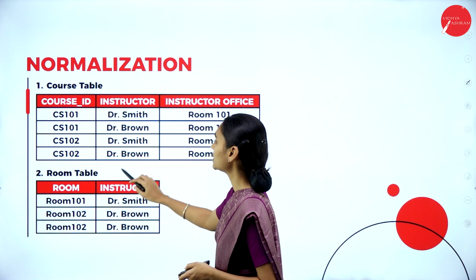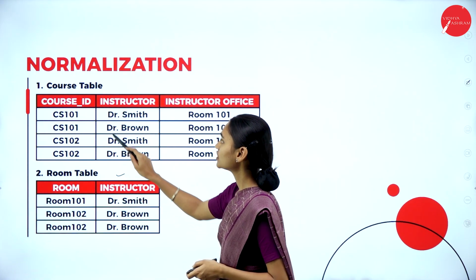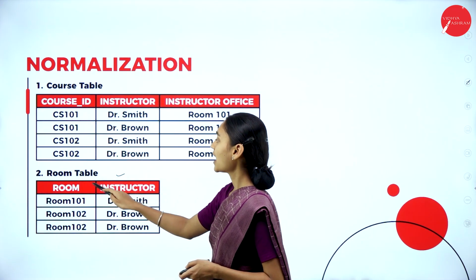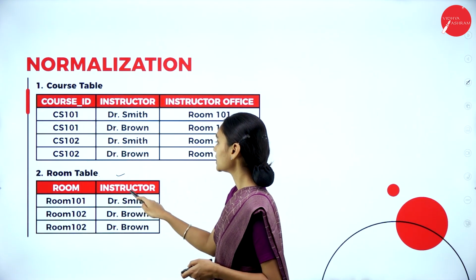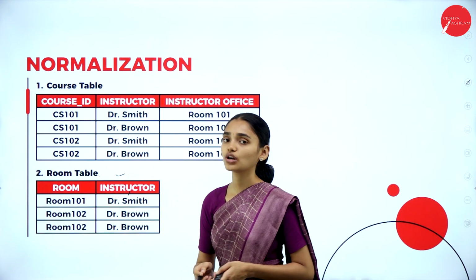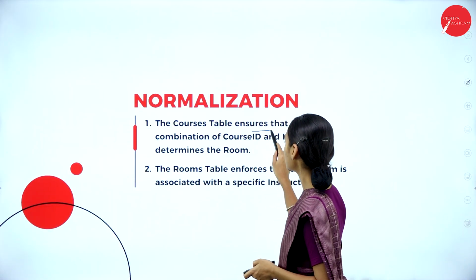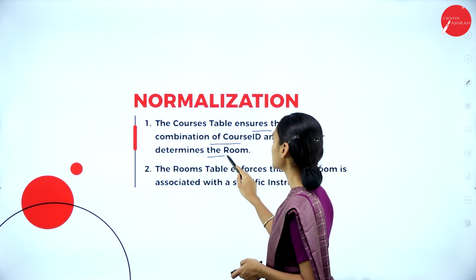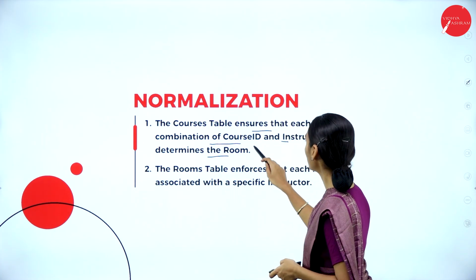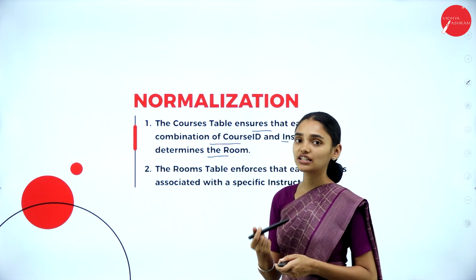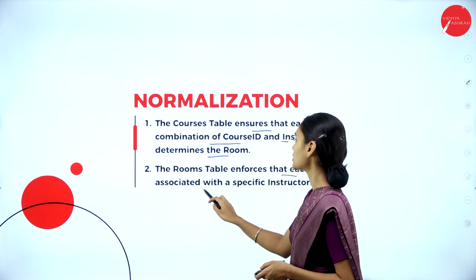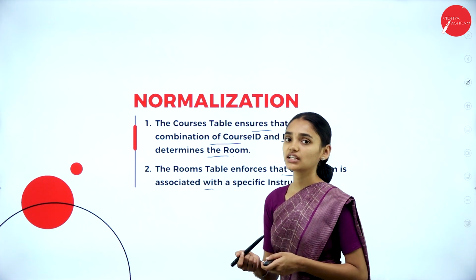One is the course table and the room table. So the course ID, instructor and course office depend on the course ID, and the room table has room and instructor. So the instructor depends on room. The course table enforces that each combination of the course ID and instructor determines the room. So in the table, the course ID and the instructor determine the room. The room table enforces that each room is associated with a specific instructor.